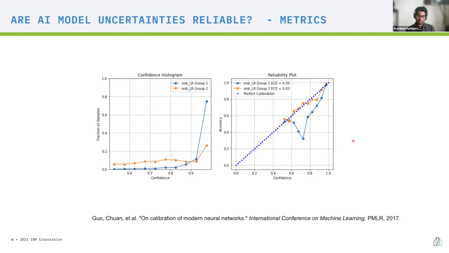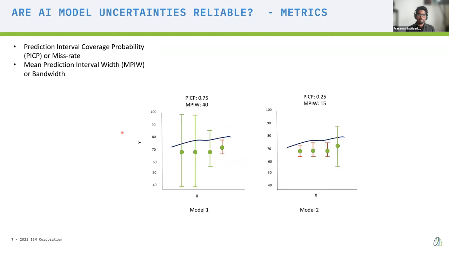And similarly, this might be even easier to understand in a regression case. In the regression case, typically we measure calibration through these two concepts. The first one is the prediction interval coverage probability, also called miss rate. And the second one is the mean prediction interval width, also called the bandwidth, right? So let's look at these two examples. This is one model, this is another model. Let's say there is only one input feature and we have a scalar output, and the blue is the ground truth in both cases.